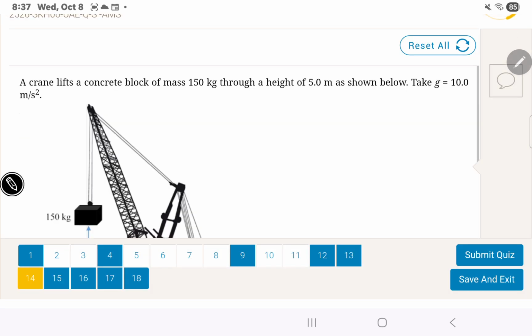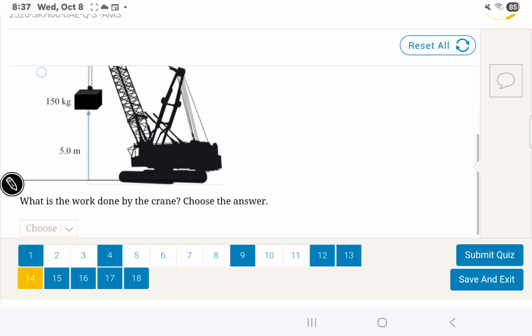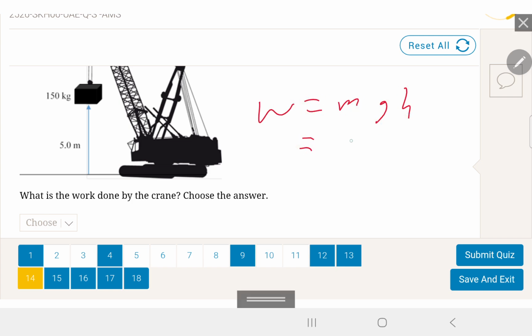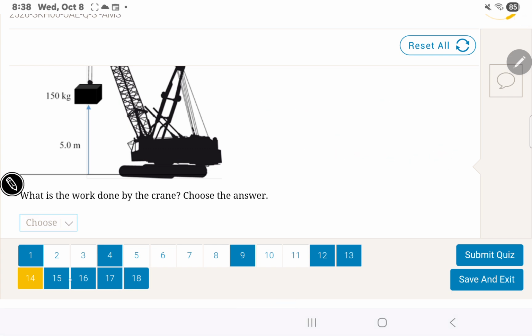A crane lifts a concrete block of mass 150 kg through a height 5, as shown. Take g as 10 meters per second squared. What is the work done by the crane? Work done is equal to energy transferred, and this is mgh. So here you have to use work equals mgh. Mass is 150, the height is 5, and g is 10. So multiply these and get the answer.